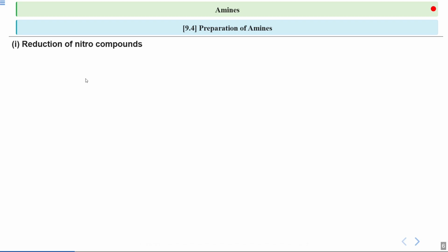And what happens in reduction process? We add hydrogen or remove oxygen from the molecules. So in this reduction of nitro compounds, we are going to focus on 2 main methods. One is catalytic hydrogenation and the other is metal acid reduction. Okay. First, we are going to talk about catalytic hydrogenation.